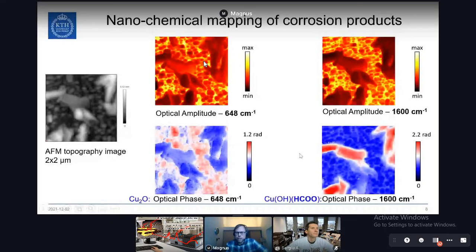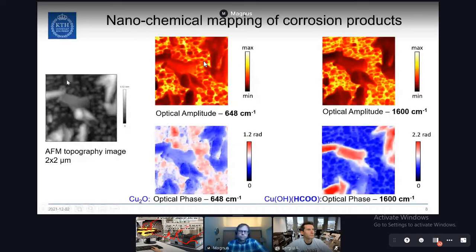If we instead look at the image of the copper hydroxyformate acquired at 1600 wave numbers, you can see that the highest phase, the higher IR absorption, occurs at these red areas, and that is exactly, if you compare with the AFM topography images, where we have these larger particles. So we can draw the conclusion by these two images that the copper hydroxyformate particles are the big ones in this AFM topography area, and the cuprite, the copper oxide, is localized more in these lower areas with these small particles.